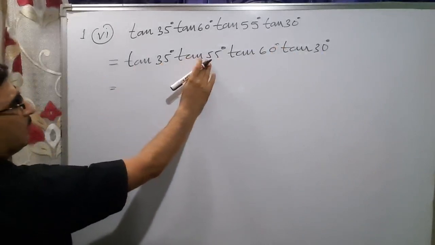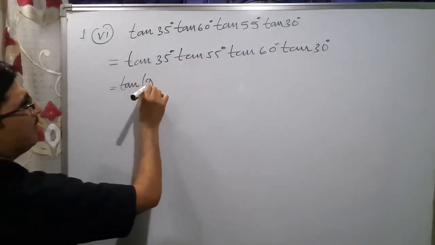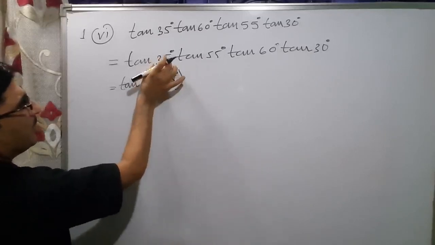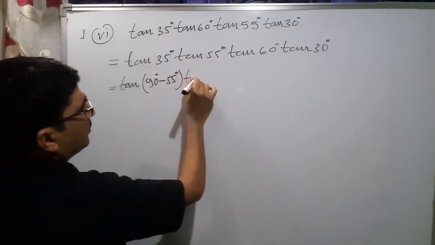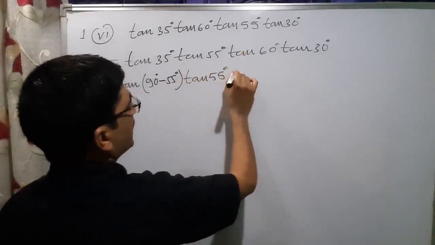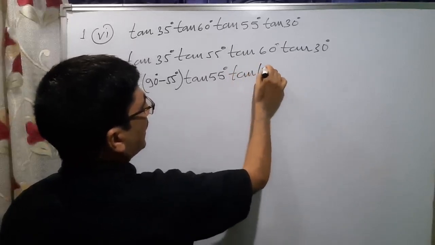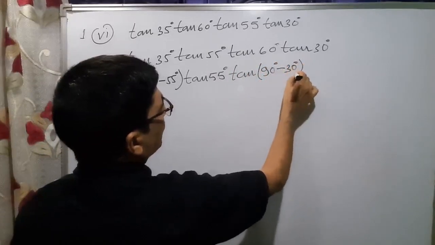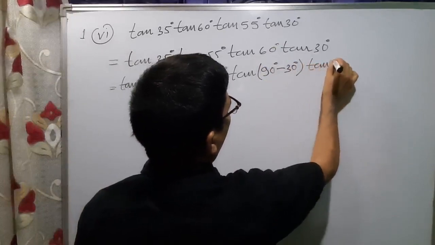This one or this one. Suppose I write this one: 90 minus how much will be 35? 90 minus 55 will be 35. So this 35 is written as 90 minus 55. This one, no need to change: tan 55 degrees. Now again, suppose this one I change, then tan 60, how can I write? 90 degrees minus how much is 60? 90 minus 30 is 60. So this 60 is written as 90 minus 30. Then this is tan 30. Here no need to change.